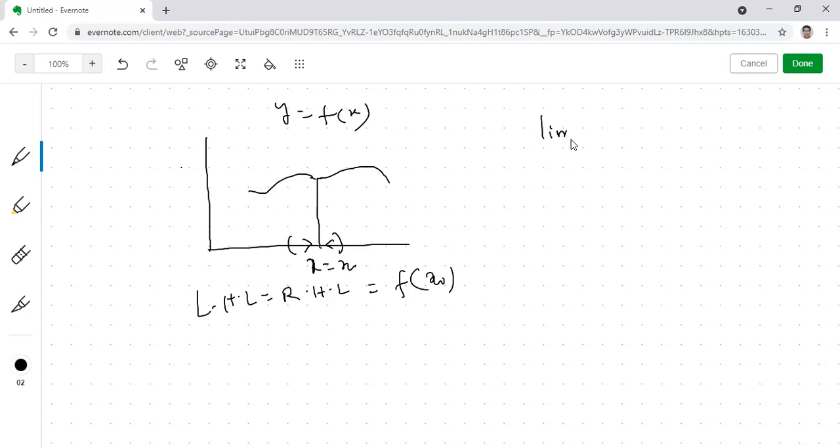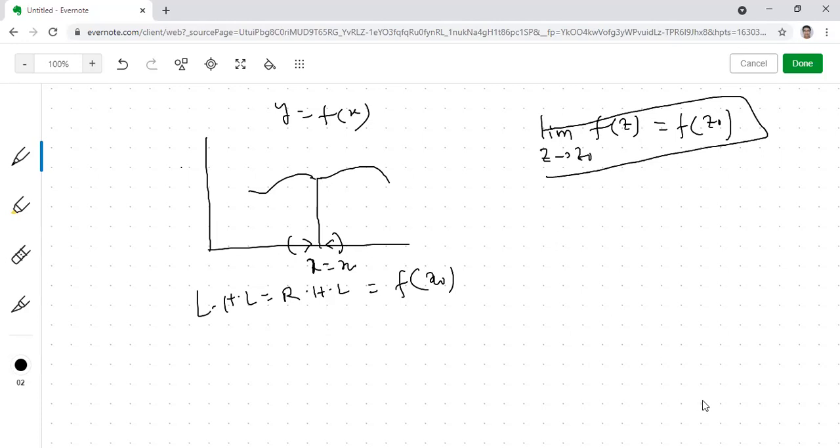Similarly here also, if the limit as z tends to z0 of f of z is the same as f of z0, then we say that the function is continuous. Otherwise, the function is not continuous. So the limiting value should equal the functional value.